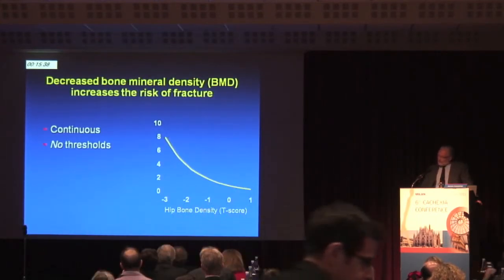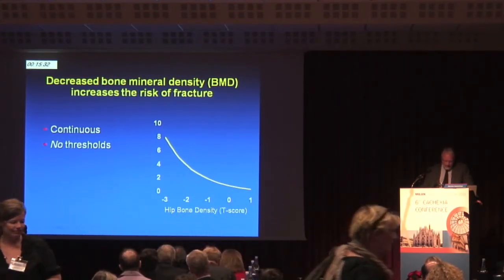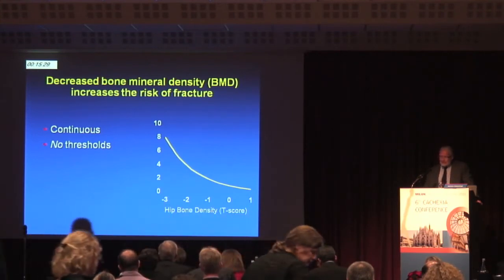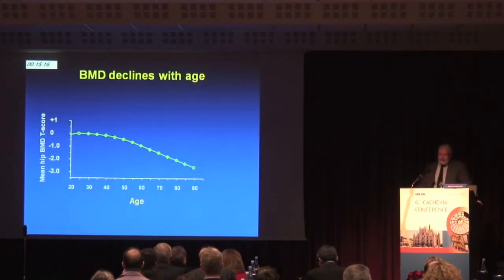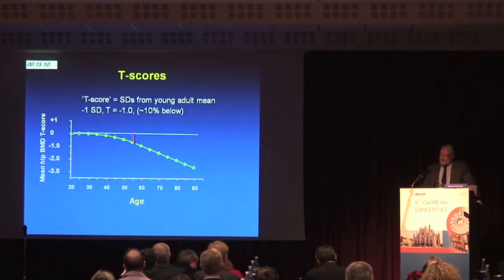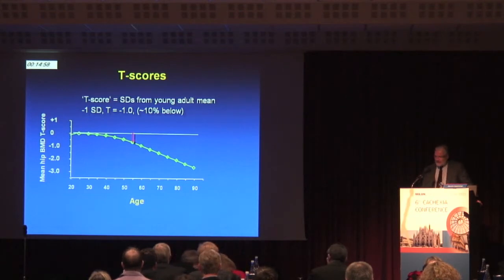First of all, bone mineral density is a very accurate measurement of bone, and its measurement is related to risk of fracture. The lower the bone density, as you see in the bottom, the T-scores, minus, T-scores, positive. It's a continuous relationship. There are no obvious biological thresholds. In addition, bone density declines with age consistently, just as does muscle mass. And the way this is described in the osteoporosis arena that I'll use is by T-scores. T-scores are the distance from the young normal, being about a 30-year-old. So the minus one T-score is about a 10% lower bone density than at 30.